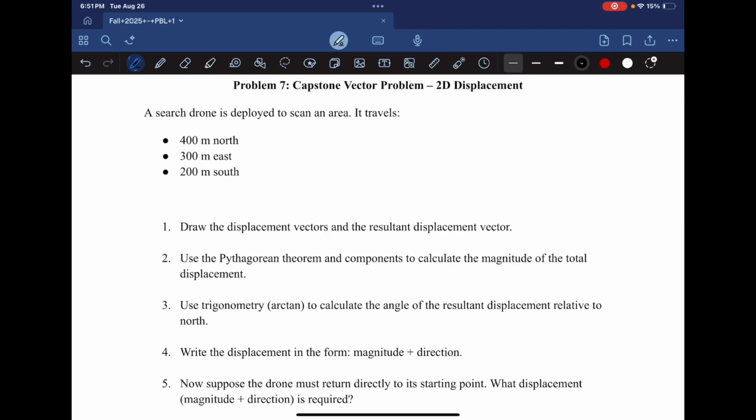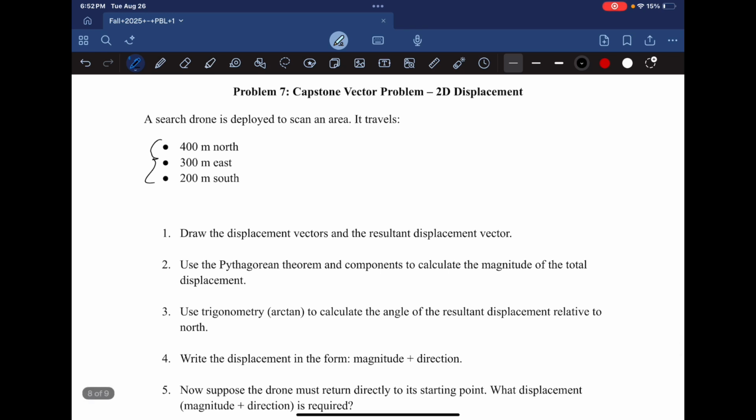Okay, now we have some two-dimensional displacement. So we have a search drone. It is deployed to scan an area, and this is how much it travels. Draw the displacement vectors and the resultant displacement vector. So the way that I like to do it is saying that it travels these in order. So first 400 meters north, then east, then south. So first we have 400 meters north, then we have 300 meters east, and then 200 meters south.